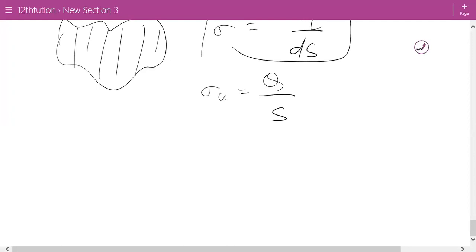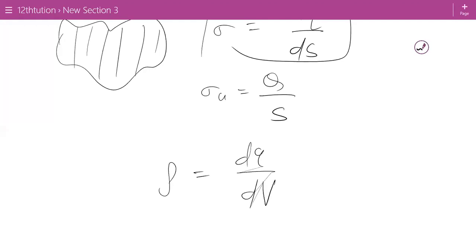Volume charge. For volume charge, it will be dq by dv, and uniform rho will also be written as total charge divided by total volume. These are the charge densities.